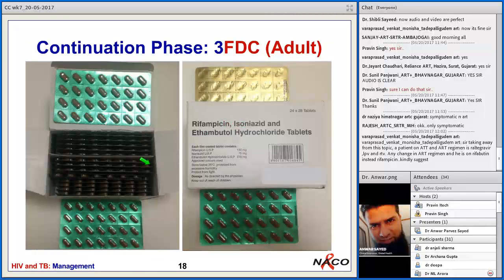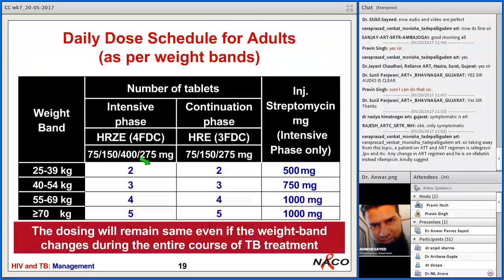So this is for the continuation phase. The previous one was for the intensive phase, and these are the weight bands: 25 to 39, 40 to 54, 55 to 69, and more than 70. And this is in the intensive phase and continuation phase. Injection streptomycin is given: for the first two weight bands it is 500 and 750, and after that it is 1000 and 1000, that is 1 gram. Dosing will remain the same even if the weight band changes during the entire course of treatment. So whatever dose you start with, you will continue the whole treatment with the same dose.